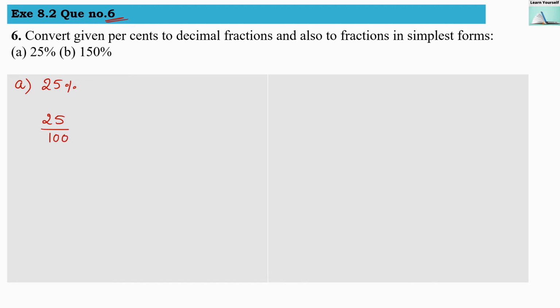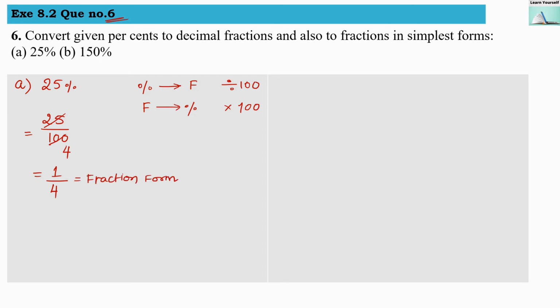When percentage will be there, and we are converting into fraction, we are dividing with 100. When fraction form is there, we are converting into percentage, we are multiplying with 100. So this is percentage and we are converting into fraction form. So this is our fraction form. Let us simplify it. So 25 4s are 100. So our answer here is 1 divided by 4. This is fraction form.